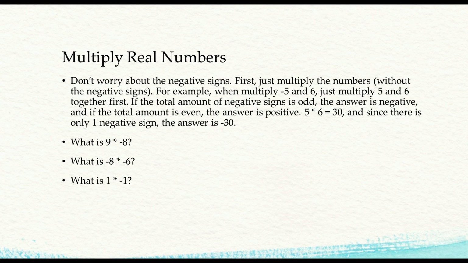So what's 9 times negative 8? We first just multiply 9 times 8, and that equals 72. And there's one negative sign, which means the answer is negative. For the next question, what's negative 8 times negative 6? We know that 8 times 6 is 48, and there are two negative signs, which is even, which means that the answer is going to be positive. The last one, what's 1 times negative 1? 1 times 1 is 1, and there's an odd number of negative signs, so the answer is negative 1.